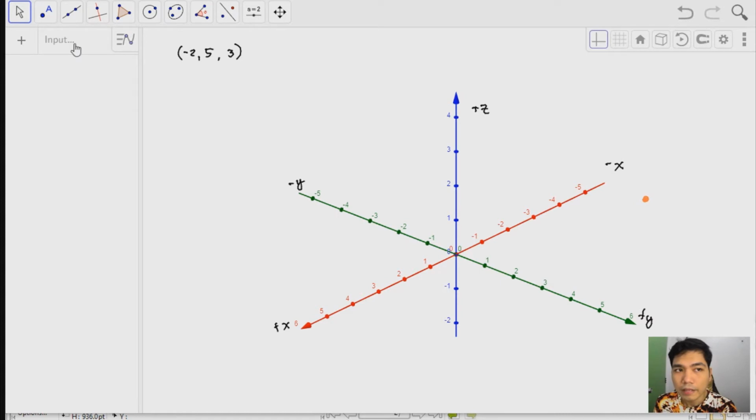So let's plot it here in our GeoGebra. That's negative 2, 5, and then 3. So we didn't get the point exactly right, but the concept is the same. If you notice the 3 units here, when you connect this 3 to this point, it is not parallel to the positive y. That's because we only make x and y parallel, and then we project the z coordinate upwards or downwards. So that's it for the plotting.